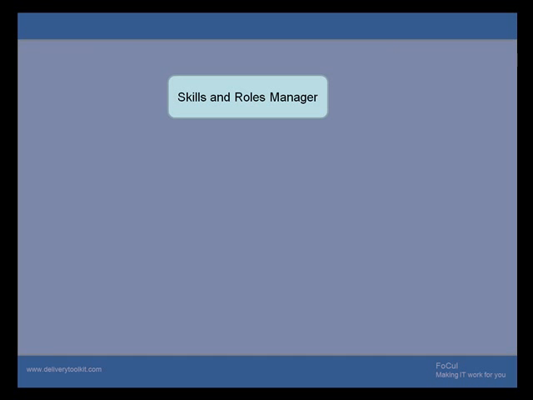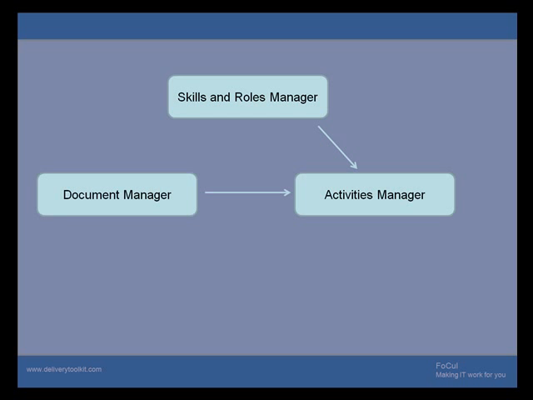So the Skills and Roles Manager manages essentially training records, records of skills that people have. The Activities Manager is a module that pulls together all of the things that people have to do. So for instance, in the Skills and Roles Manager, if there's some training that you need to do, be it refresher or first time training, or maybe something that you have to validate, then that will appear in the Activities Manager.